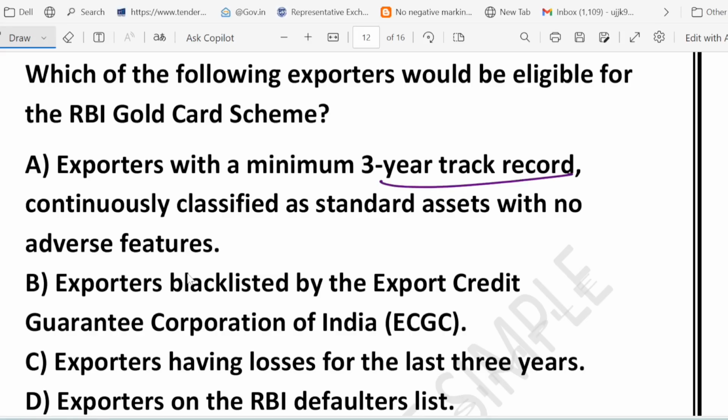A. Exporter with a minimum 3-year track record, continuously classified as standard asset with no adverse features. B. Exporter blacklisted by the ECGC. C. Exporter having a loss in the last 3 years. D. Exporter on the RBI defaulter list.